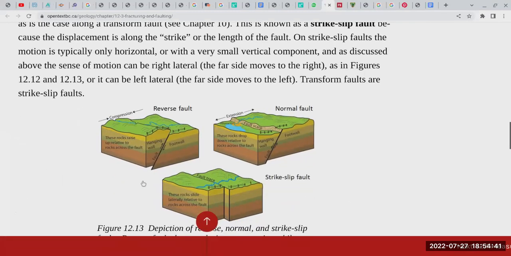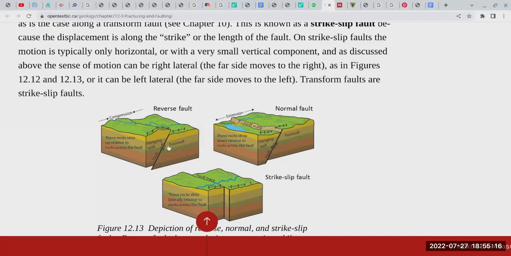So you're going to have the reverse fault, where the hanging wall is up top, and the foot wall is beneath. So think about it. Foot down at the bottom, and then we have the hanging wall. When you hang something, it means that it's up top. Does that make sense to you, by the way? Yes, sir. So the hanging wall is going to be up top, and the foot wall is going to be at the bottom. So these rocks raise up relative to the rocks across the fault.